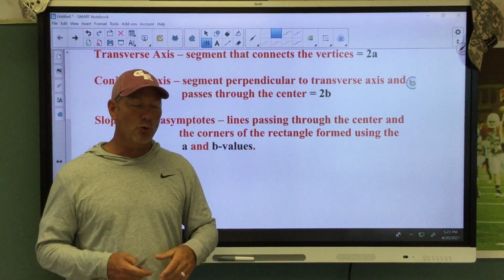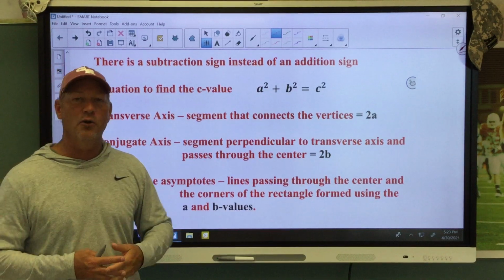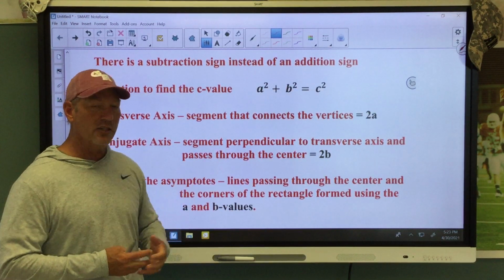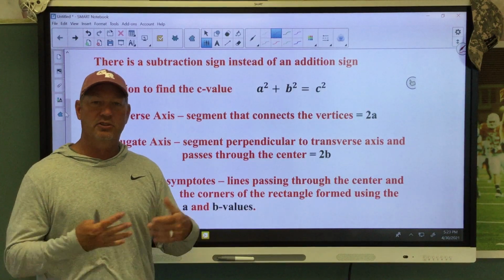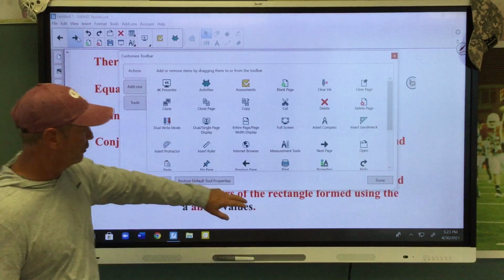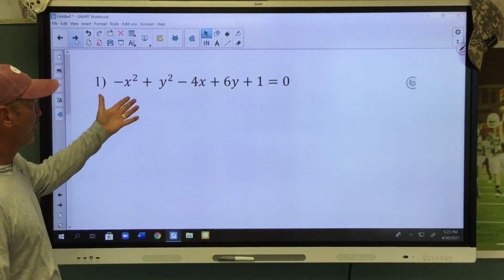So all these things are great, but they don't mean a whole lot until we do them, okay? So I think you're going to learn a lot more about these things as we work a couple of problems. So let's get right into it. All right, excuse me. The first problem we're going to do looks like this.